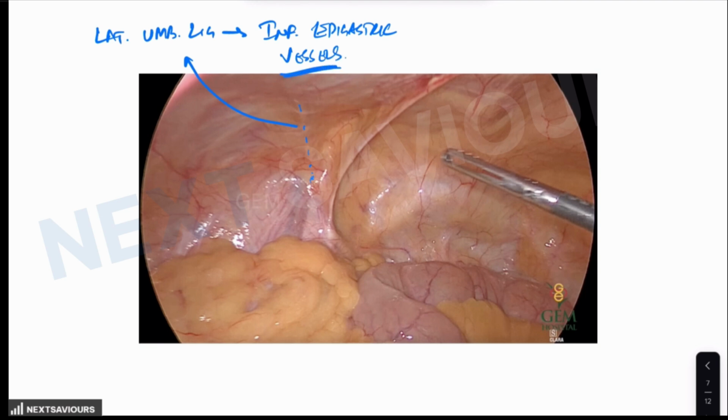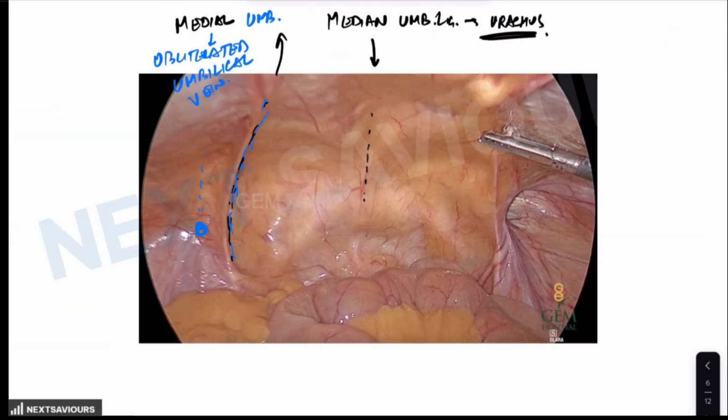Now, this is the area, inferior epigastric vessel. As you might remember, any hernia that occurs lateral to it, you can see this area very clearly, this is the inguinal hernia, and this is the area of the deep inguinal ring. So, this is an indirect hernia. And here, the inferior epigastric vessel serves as a landmark for defining the indirect and direct inguinal hernia.